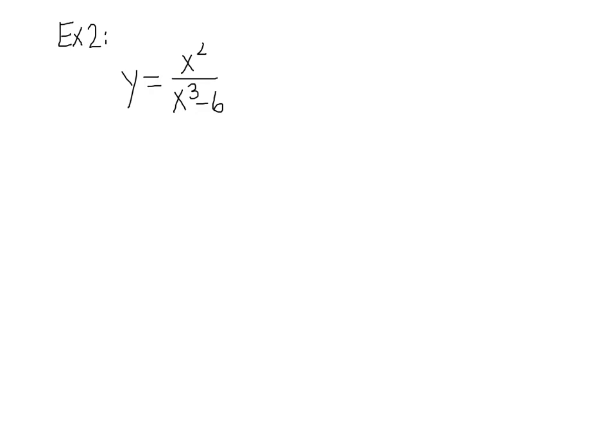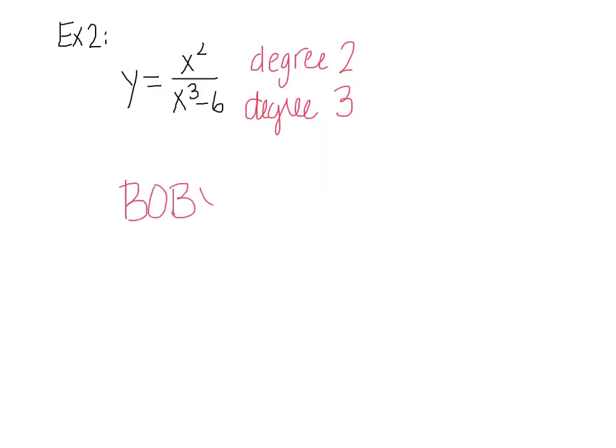Okay, example 2, on the top we have a degree of 2, and on the bottom we have a degree of 3. Okay, so this one follows the bigger on the bottom, so Bob-Yo, which means that your horizontal asymptote will be the equation y equals 0.